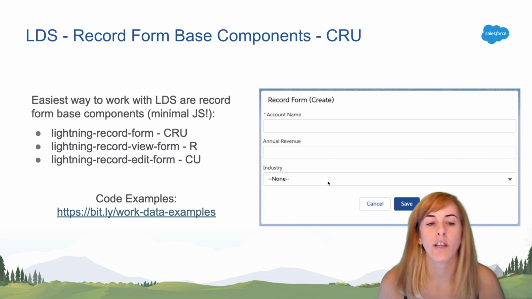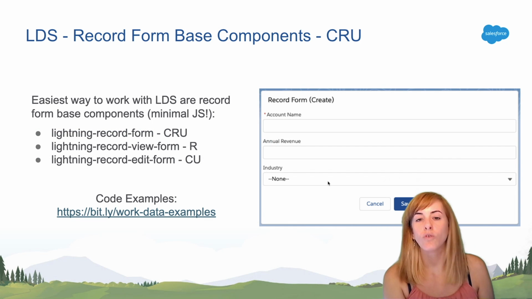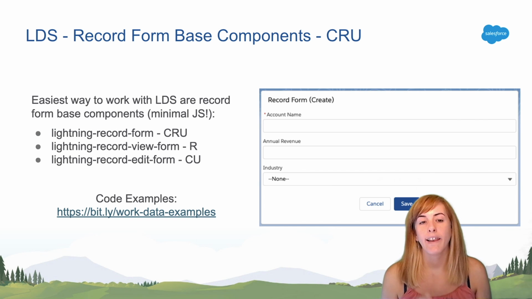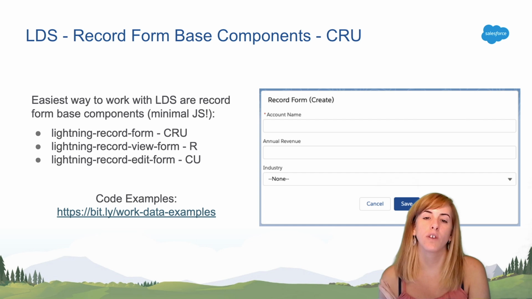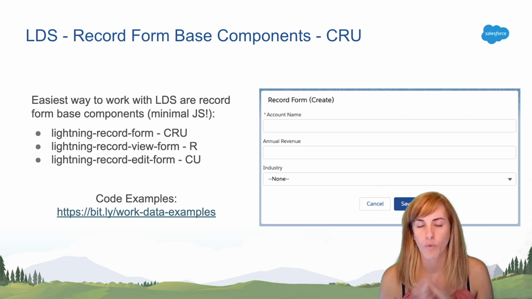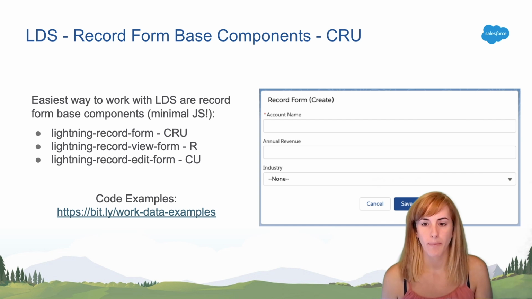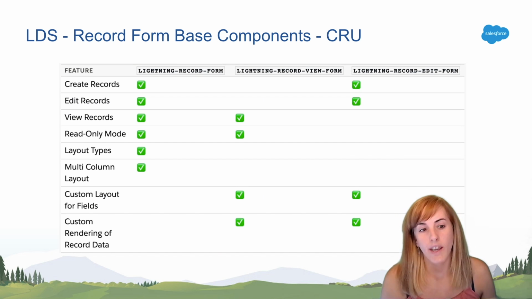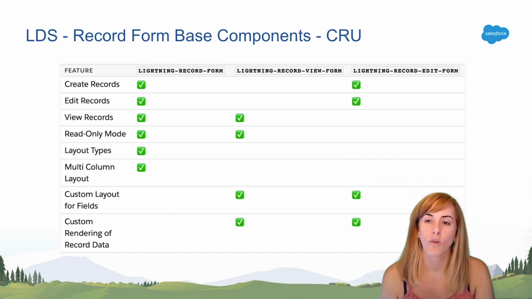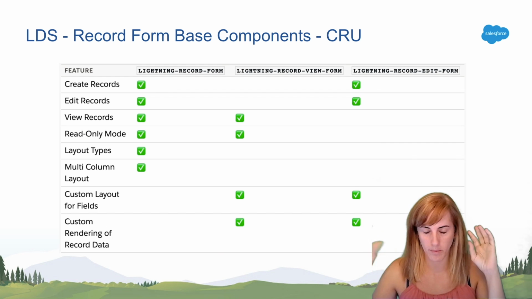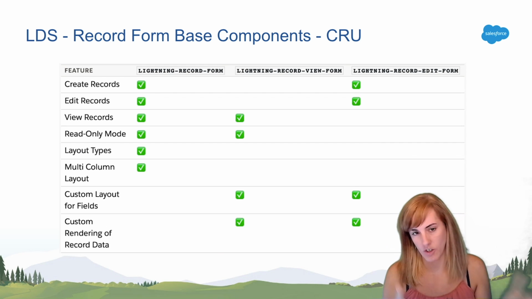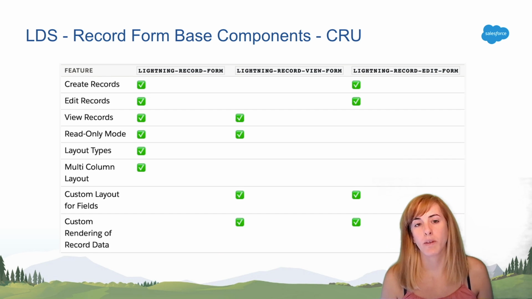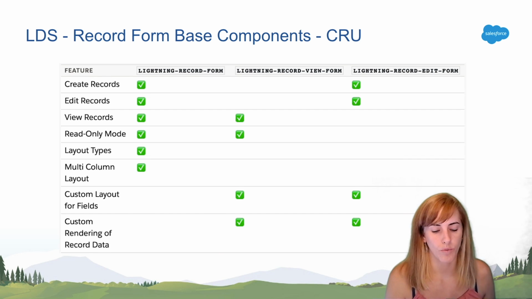But enough talking about base components, and let's continue about the different ways in which you can use Lightning Data Service adapters and functions directly without using base components. Sorry, I forgot to say that there is a table in the documentation. If you don't remember what you can do with each of the components, there is a very handy table in the documentation that you can take a look at.